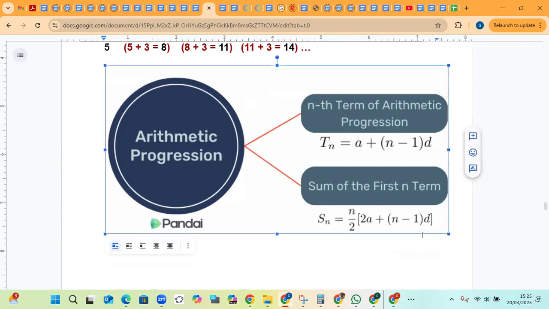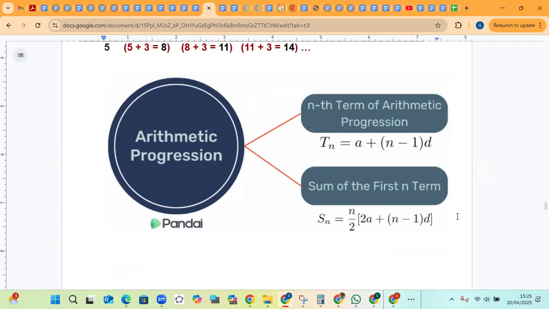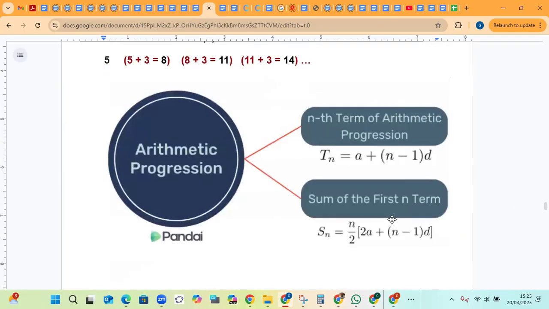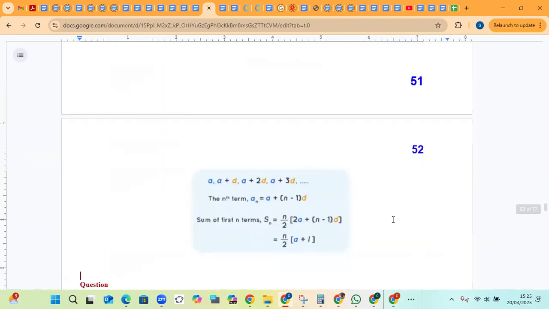So these are two important formulas we must use to solve an arithmetic progression question. Any one of them, we have to use. And here we have an example of a third formula, which of course is the second formula simplified if you have the first and last terms to find the sum. So the first formula is to find the value of the nth term, and the second formula is to find the sum of the first n terms.